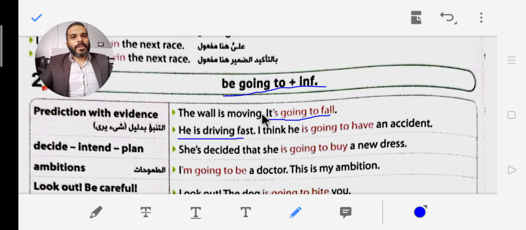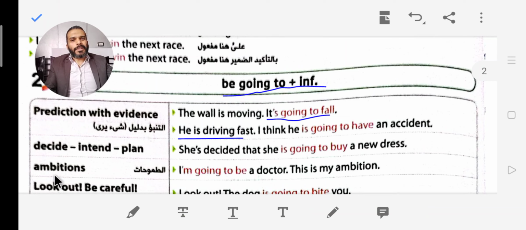We use be going to express ambitions, to talk about ambitions. What are ambitions? Ambitions are goals, what you want to do in the future, what you want to achieve. For example, I'm going to be a doctor. This is my ambition.